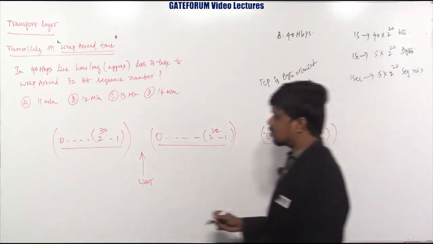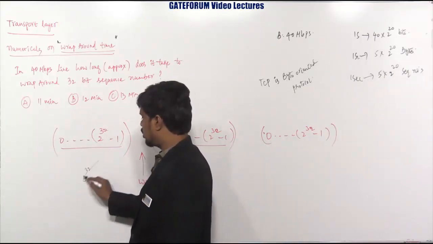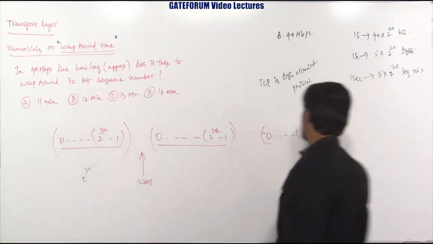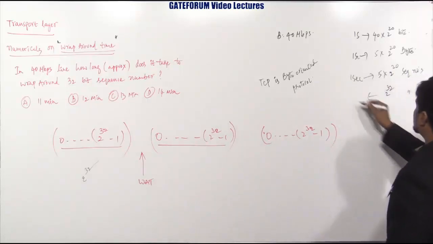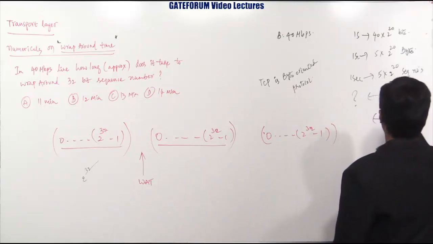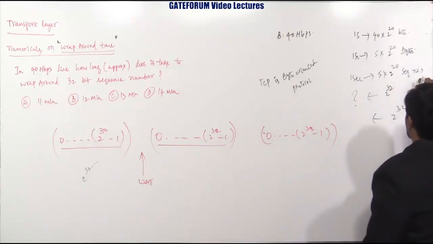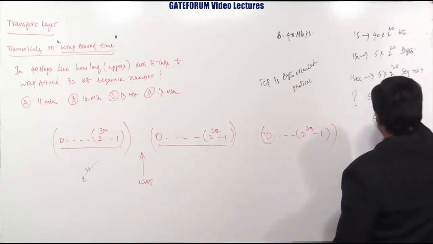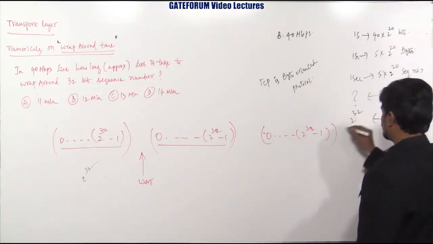But how many sequence numbers do we need to generate? 0 to 2 to the power of 32 minus 1 means that 2 power 32 sequence numbers we need to generate. To generate 2 power 32 sequence numbers, how much time does it take? This is the wraparound time. Clear? So if within 1 second you are able to generate 5 into 2 power 20 sequence numbers, then to generate 2 power 32 sequence numbers, the time is 2 power 32 by 5 into 2 power 20.